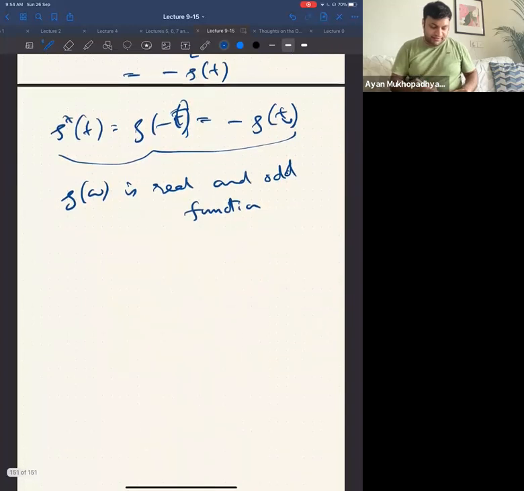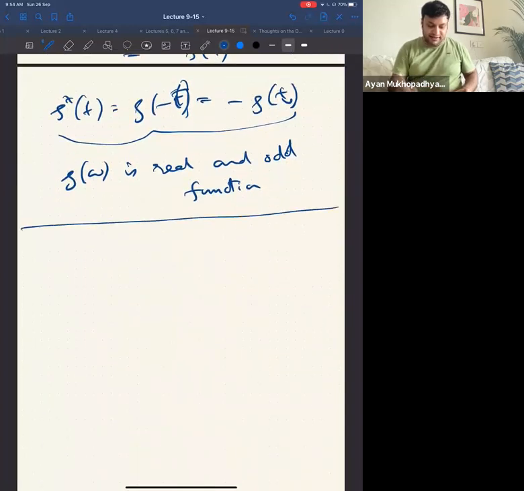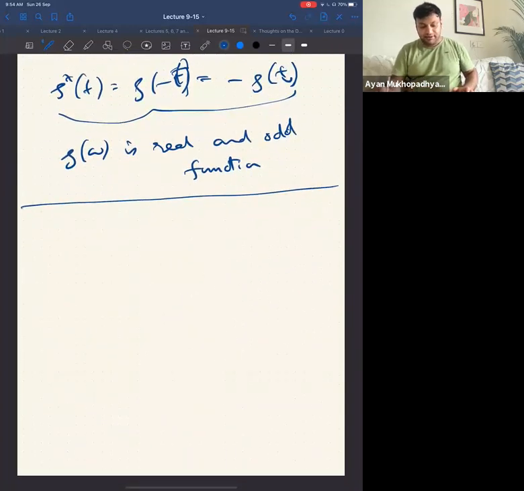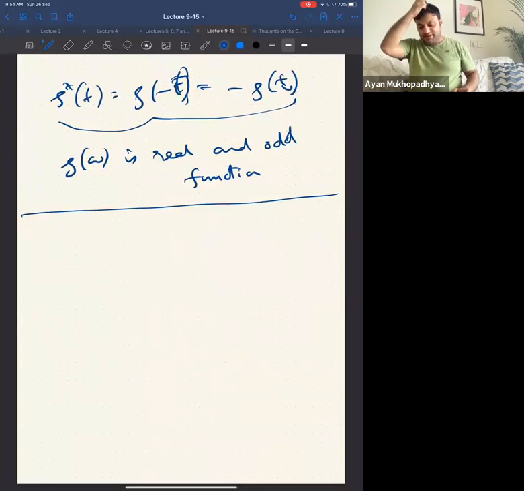All right, this is something that we need for what I'm going to show now. What is beautiful is as follows: we now want to show a very fundamental relation, and I will give you a very beautiful physical interpretation of it. This is called the sum rule, the spectral sum rule.